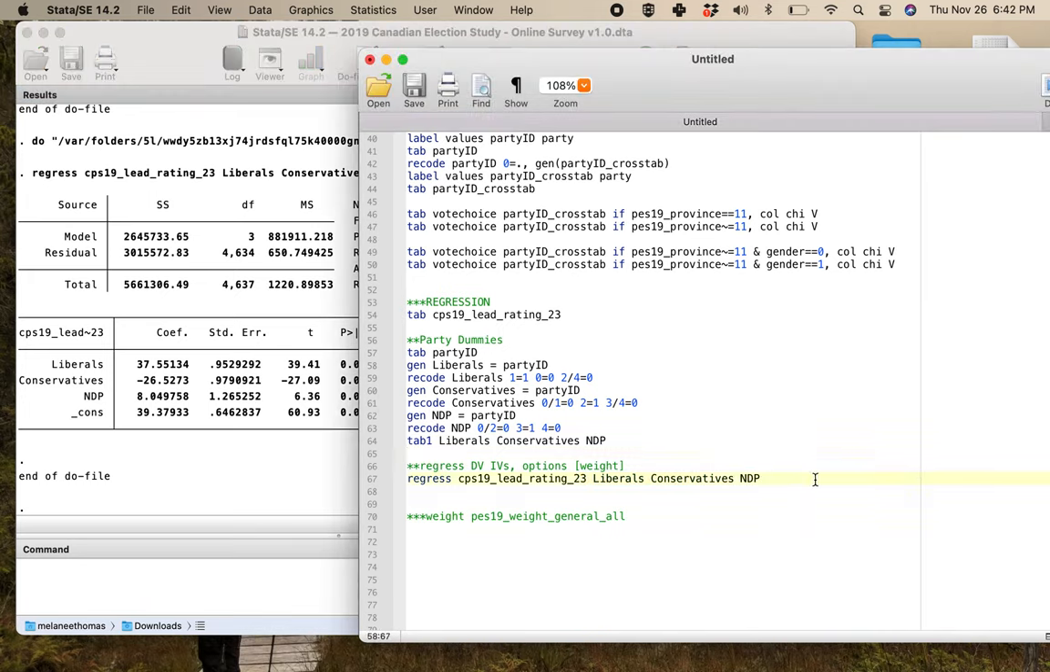Now, the one thing I want to show you, though, is what we do with the fact that we are dealing with survey data and weights.